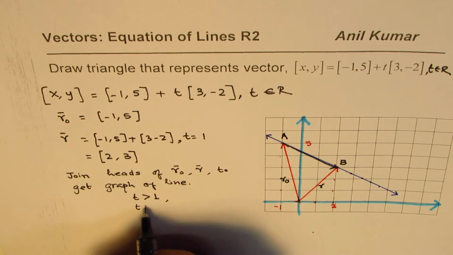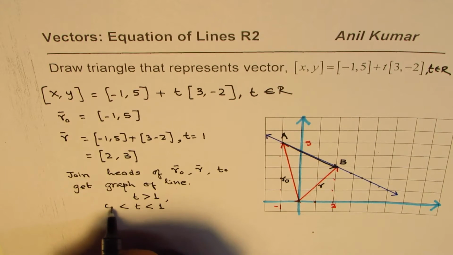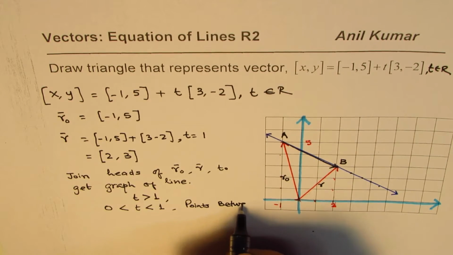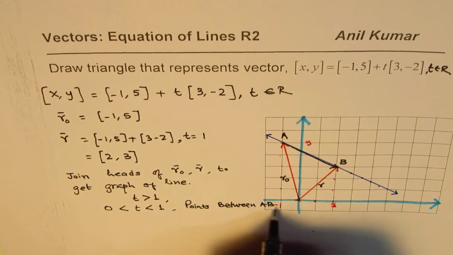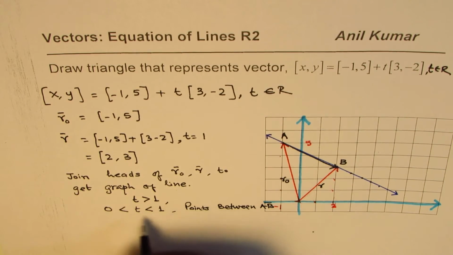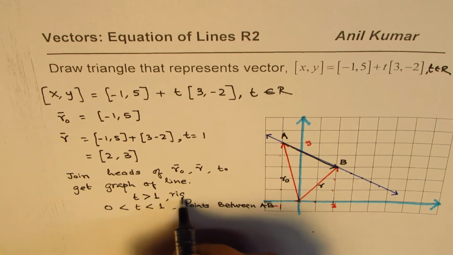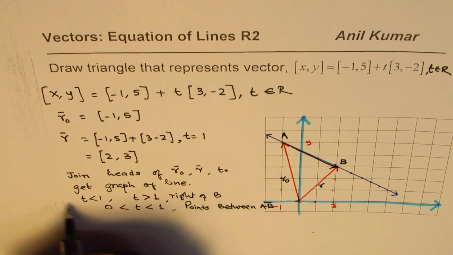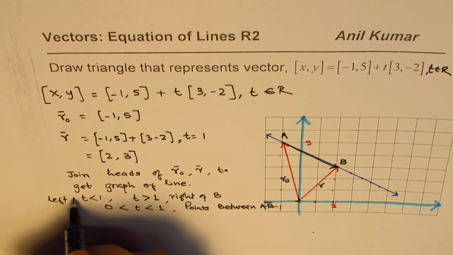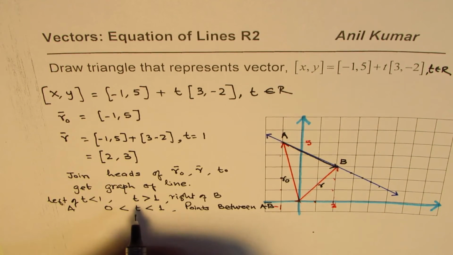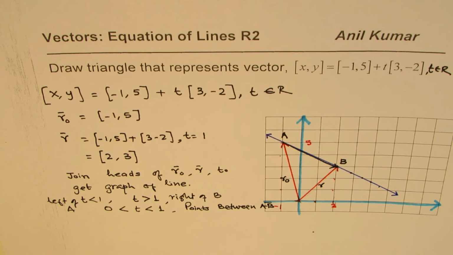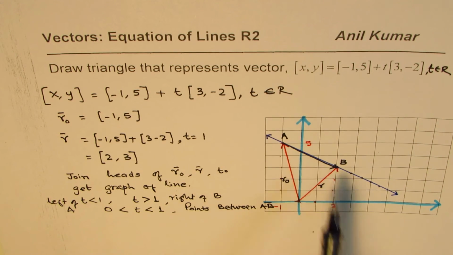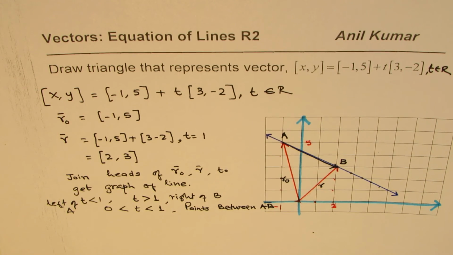And if you have t which is between 0 and 1, then you get points between A and B, right? So that is how this is on the right of B. If I have t which is less than 1, that is on the left of A. So different values of t will give you a different set of points which form a line, right? So when we say draw a triangle that represents a vector, this is the triangle we are talking about, right?